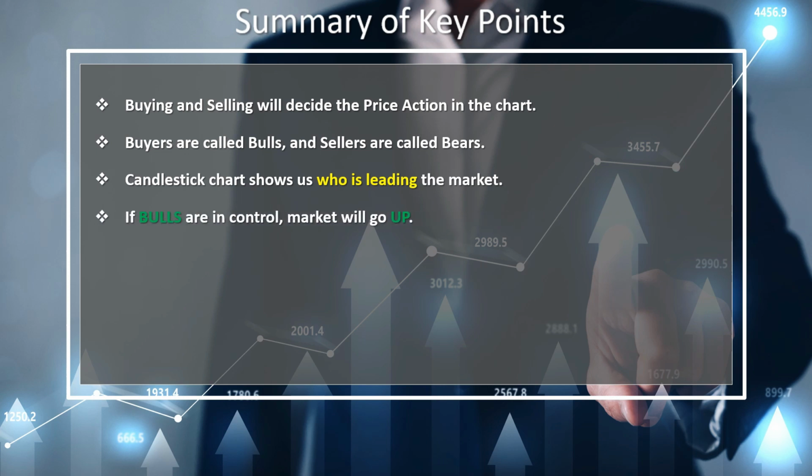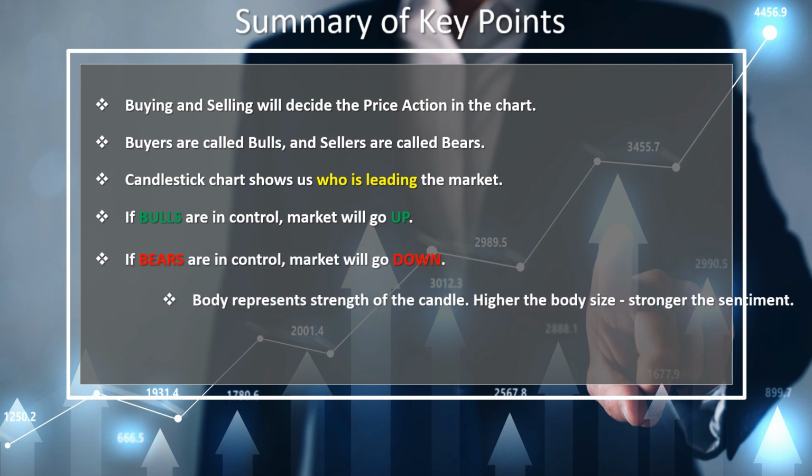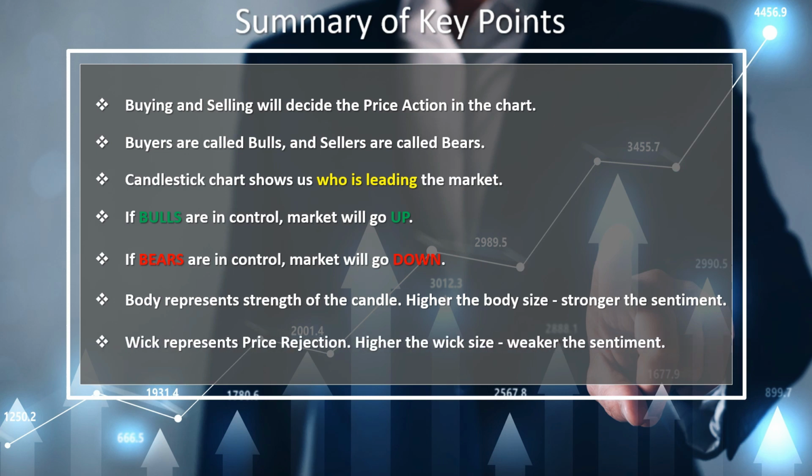If bulls are in control, market will go up. If bears are in control, market will go down. Body represents strength of the candle. Higher the body size, stronger the sentiment. Wick represents price rejection. Higher the wick size, weaker the sentiment.